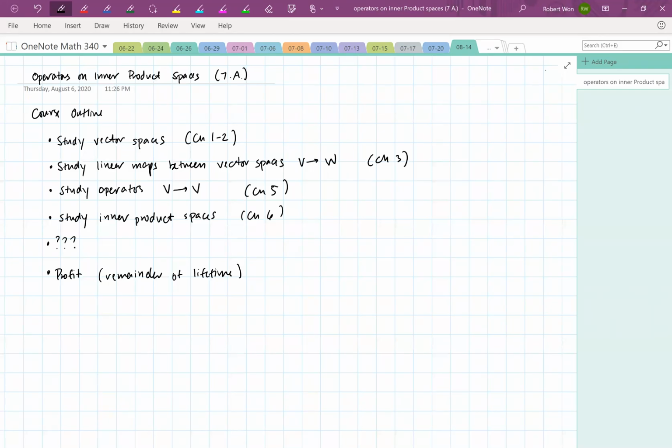Okay, today we will start chapter 7, and hopefully by the end of the class, so I guess there's 3 more lectures including today, we'll get through 7b, or at least as much of 7b as we can.